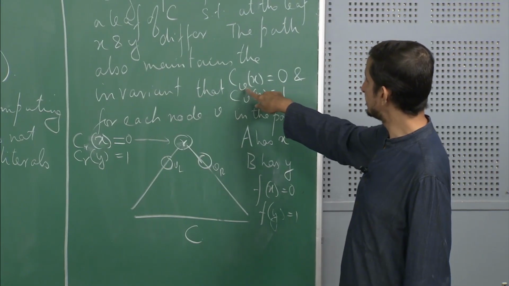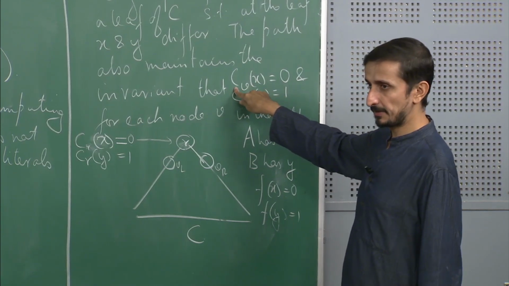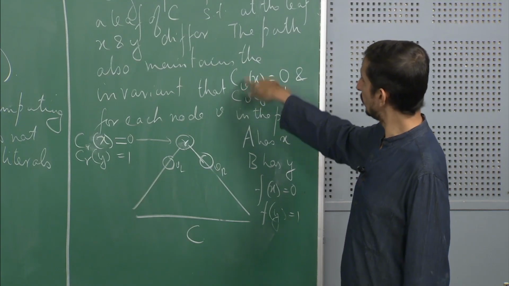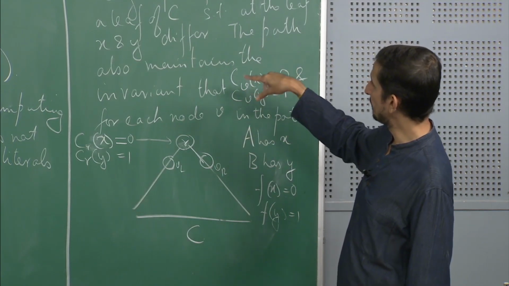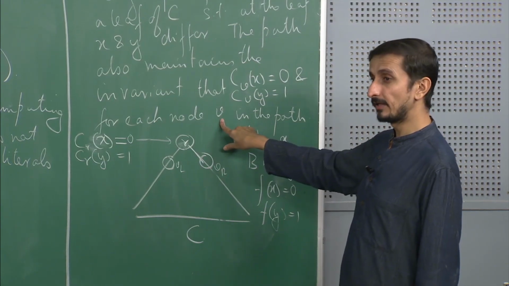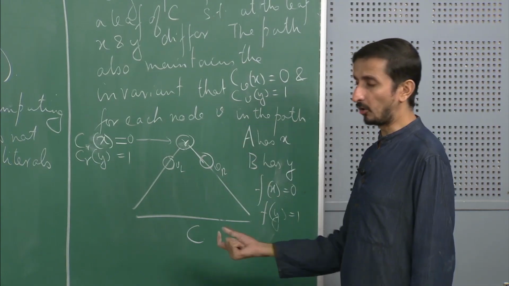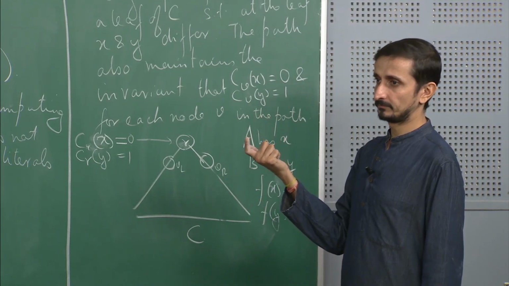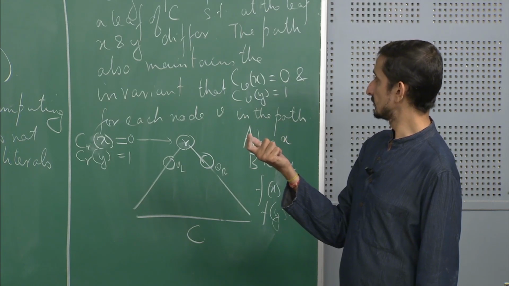CV of x. Okay. So, C is a circuit, x is an input to that circuit, and suppose V is a node in that circuit. On that input, if we provide this x input to the circuit, on that node V, what is it outputting?